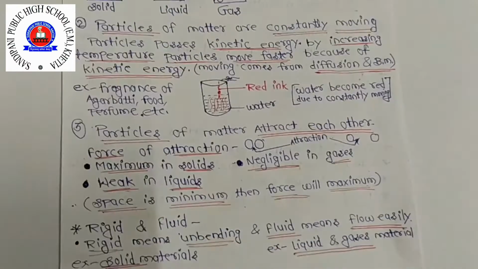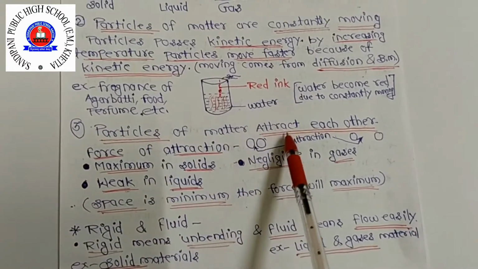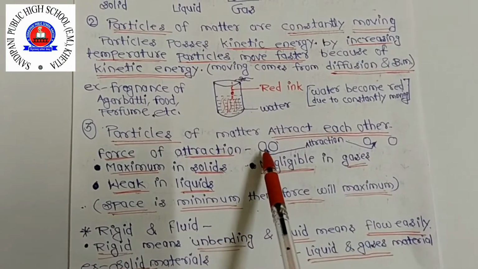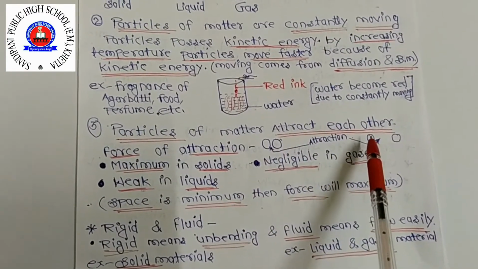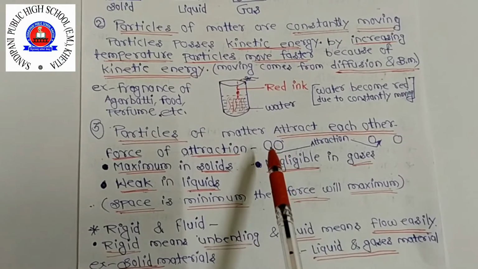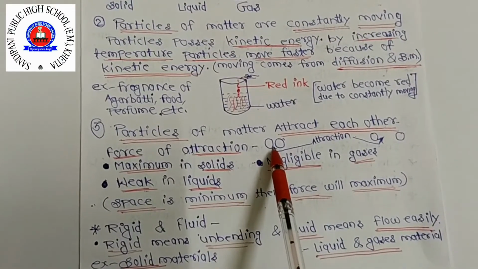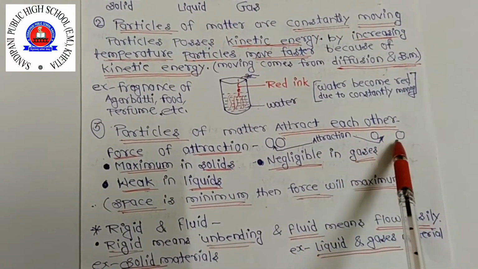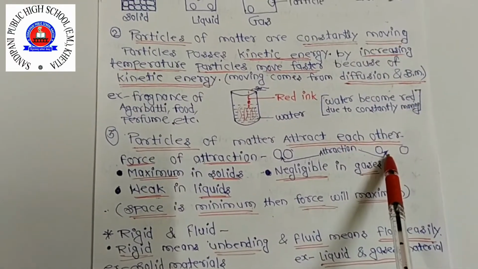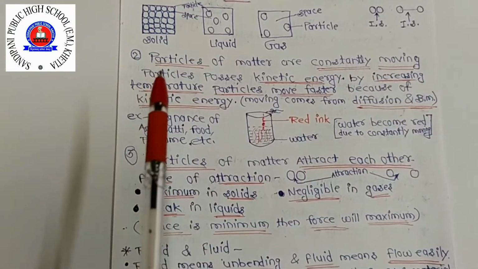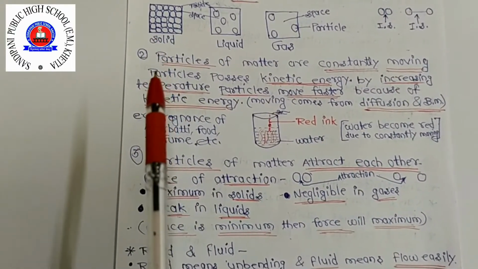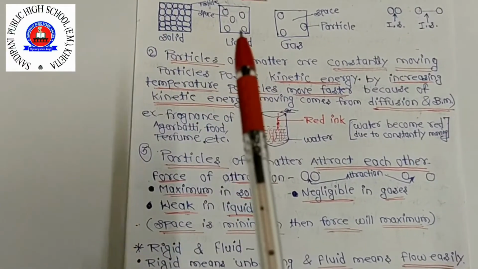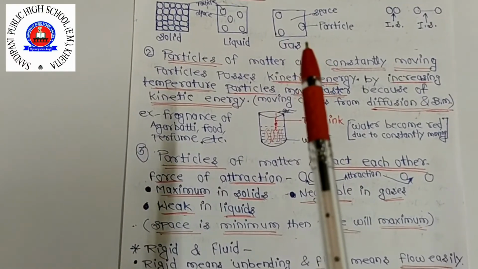Clear this one? Third, particles of matter attract each other. Means these particles are attracting each other. Look here, these are two particles and those are another two particles. Okay, so look here, there is much less gap between these two particles, and here much more gap between two particles. So from the above figure we understand that solids have much less gap. Liquid as compared to solid has more gap, but maximum in gas.